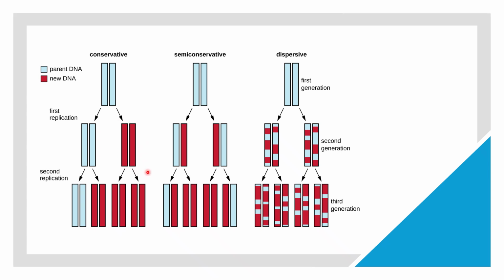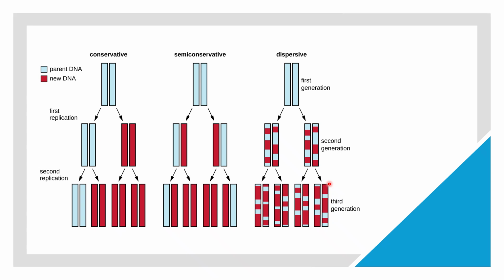There was another model that explained DNA replication, that was the dispersive model. The new DNA here is a mixture of old and new segments that are interspersed along the strands. As you can see here, the blue is your old DNA and the red is the new DNA. So it gets interspersed along the strands along with the old DNA to form the new DNA strand, which is the progeny strand of the second generation.